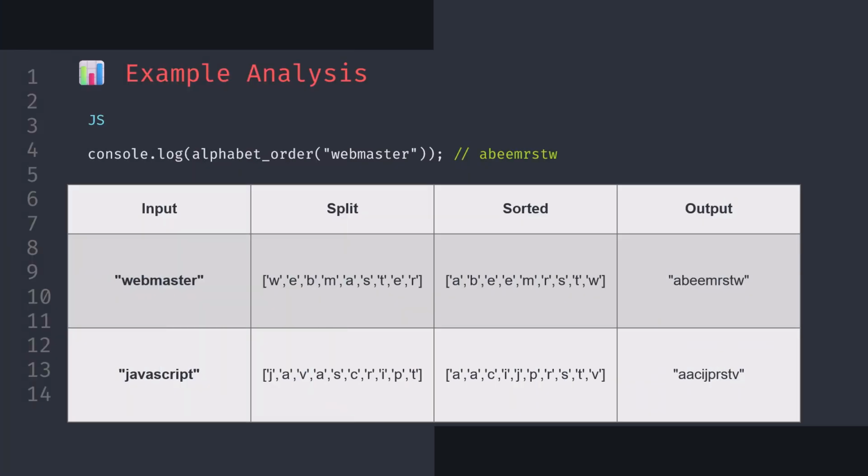Here's how it works for a few examples. We start by splitting the string into individual characters. Sorting arranges them alphabetically and joining forms the final result. You can see how easily this approach generalizes into any word.